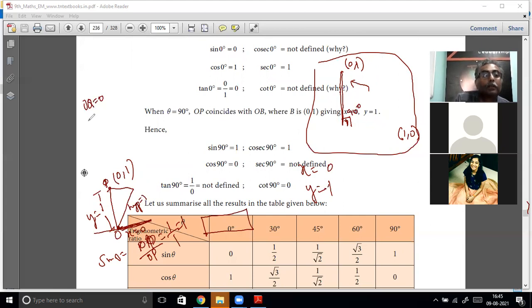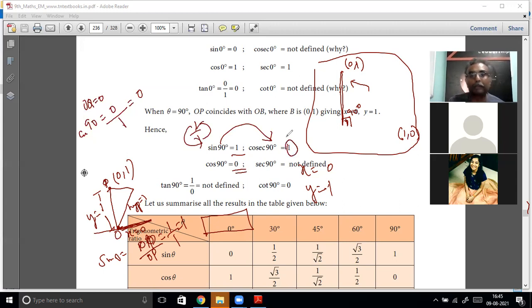Okay. So cos 90 degrees is equal to adjacent side by hypotenuse, which is 0 by 1. That becomes 0. Cos 90 is 0. Sin 90 is opposite by hypotenuse, 1 by 1, which remains 1. So cosecant of 90 is always 1. Sin 90 is 1. Cosecant 90 is 1.